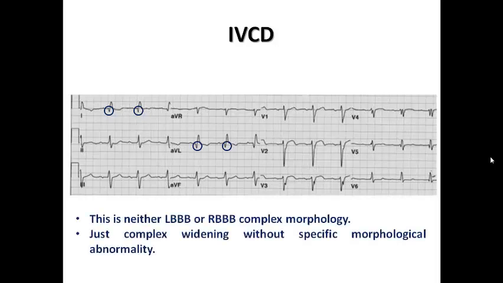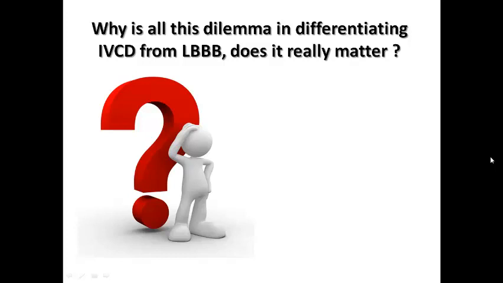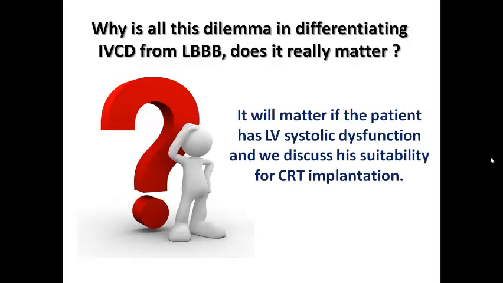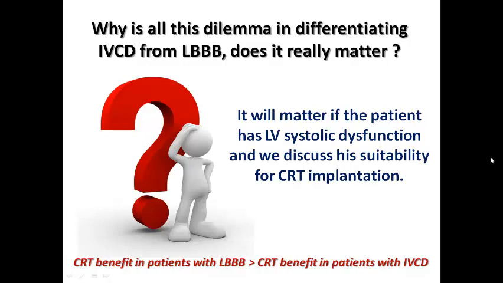And someone may ask why we have this dilemma in differentiating intraventricular conduction delay from left bundle. Does it really matter? Of course it matters, and that's why we are discussing this today. Because if the patient has LV systolic dysfunction, and we discuss his suitability for CRT implantation, which is a device causing biventricular pacing to improve the synchrony between the two ventricles, CRT benefit is much more in patients with left bundle branch block rather than patients with intraventricular conduction delay, and the cutoff point is different between left bundle and intraventricular conduction delay for implanting CRT according to the guidelines. So it is very, very important to differentiate left bundle branch block from intraventricular conduction delay.